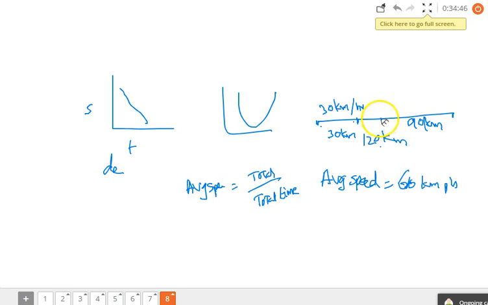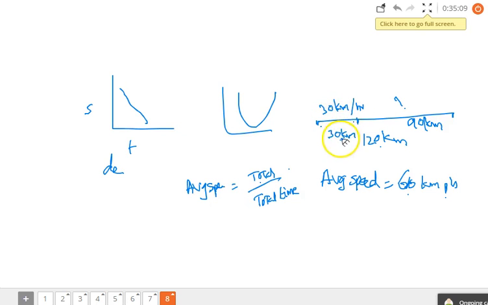Yes, asking these 90 kilometers, what is the speed, if the average speed is 60 kilometer per hour? Average speed is total distance by total time. So 30 kilometers, 30 kilometer per hour.